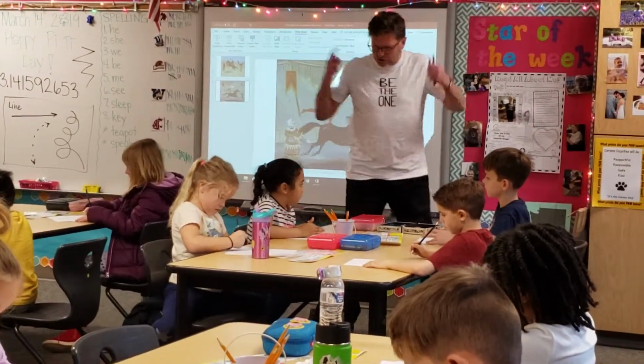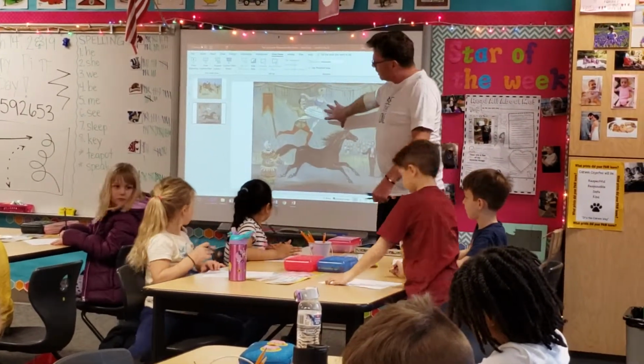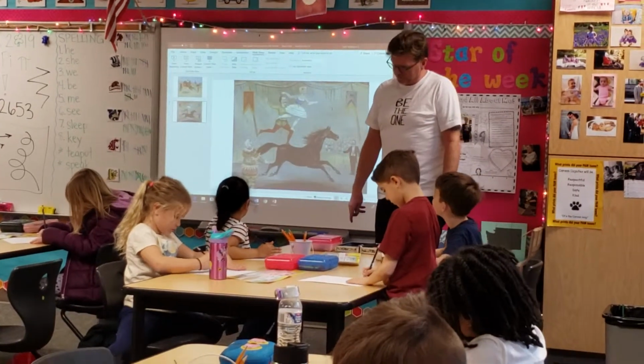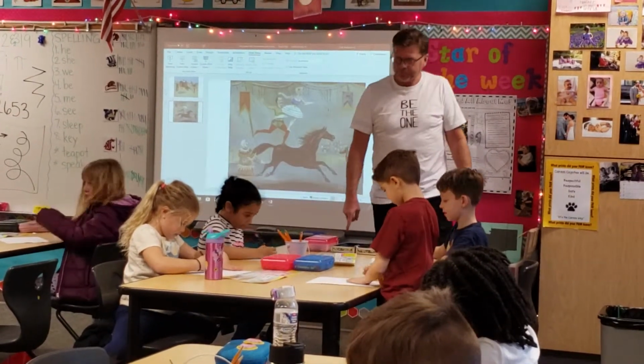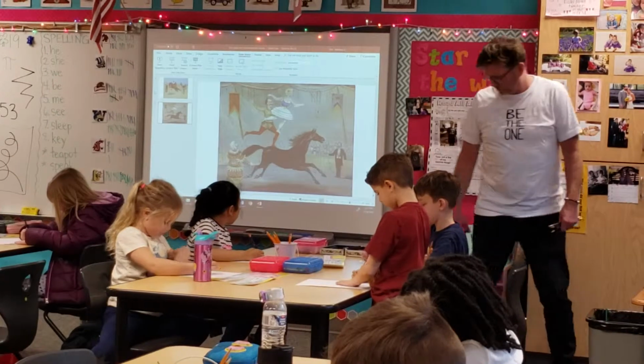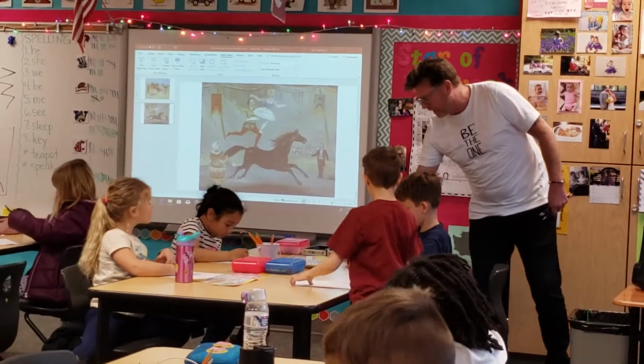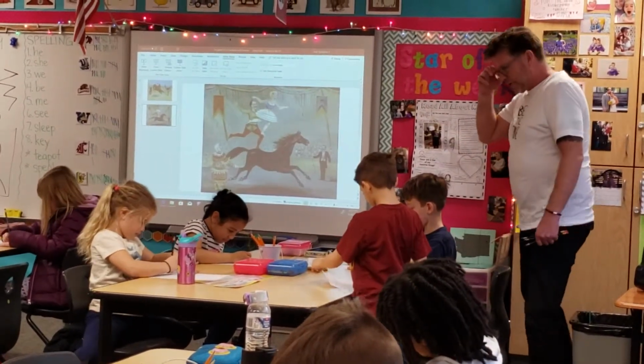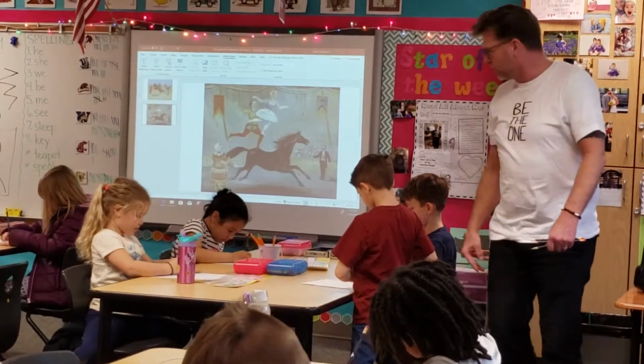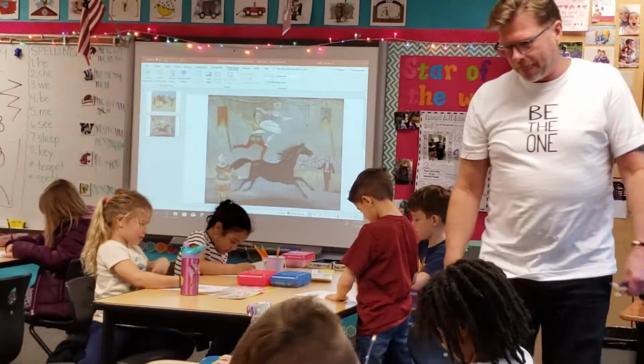If you want to look at the pictures, it might give you some ideas. Can you do it on the back? Yes. Ooh, I like the way that line moves. That's cool. Yes. That's a lot of loop-de-loops. I love it.